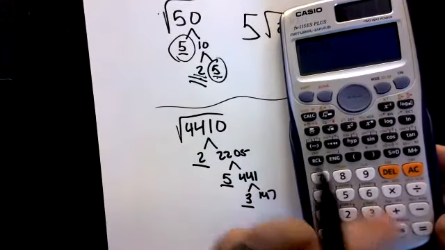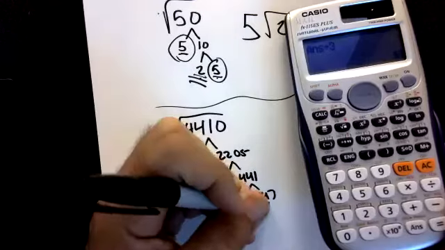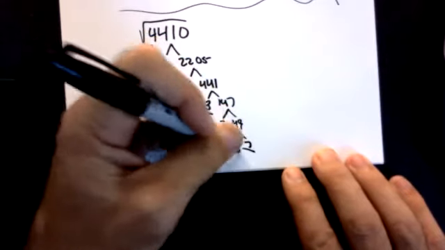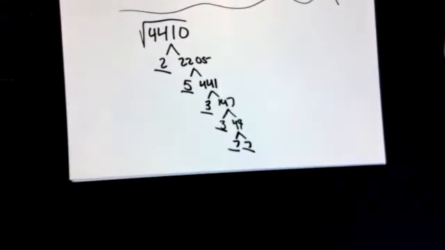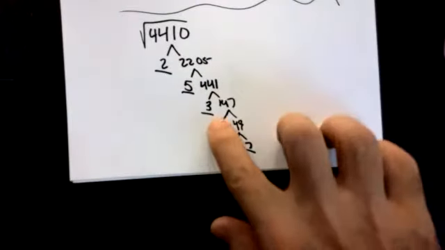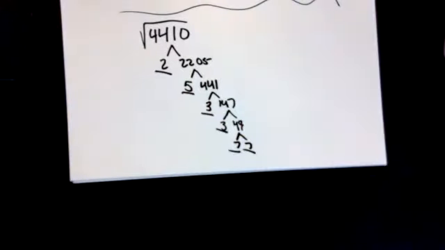Same thing. If I divide that by 3, all right, I get 49. Okay, and I know 49 is 7 times 7. So these are all of my prime numbers. These numbers don't break down anymore.